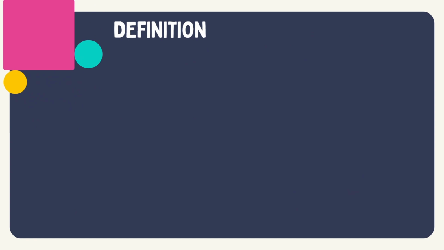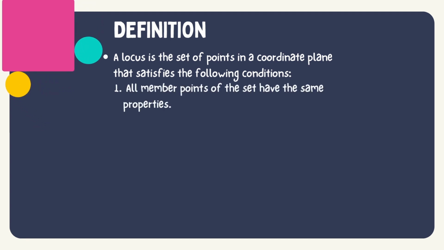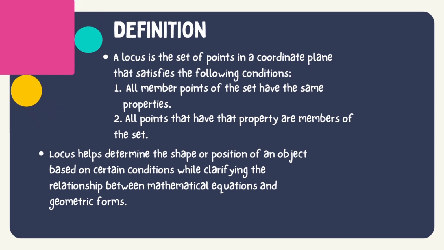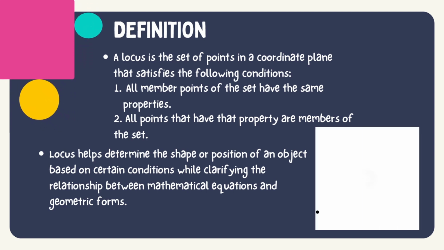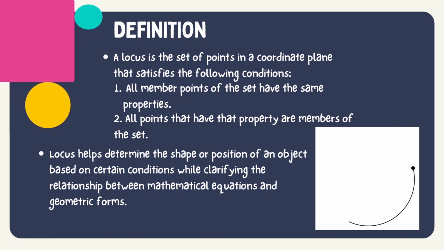Definition. A locus is the set of points in a coordinate plane that satisfy the following conditions. The first, all member points of the set have the same properties. The second, all points that have the property are members of the set. Locus helps determine the shape or position of an object based on certain conditions while clarifying the relationship between mathematical equations and geometrical forms. So, we can conclude that locus is the set of all those points whose location satisfies one or more specific conditions.